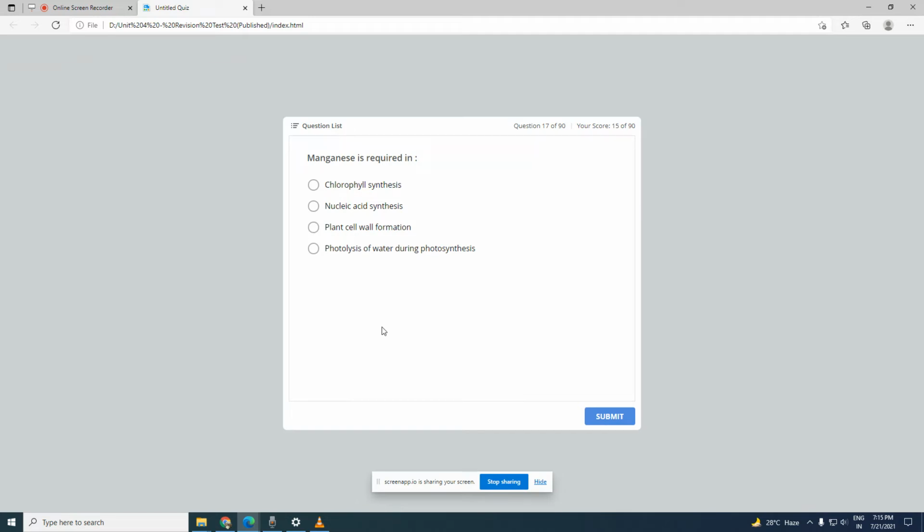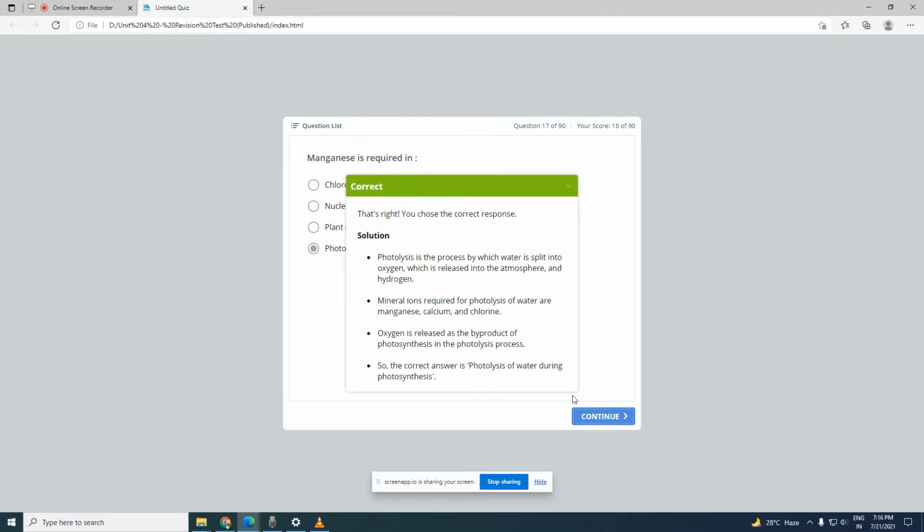Manganese is required in chlorophyll synthesis, nucleic acid synthesis, plant cell wall formation, photolysis of water during photosynthesis. Which is the right answer? Option A, B, C, D. I'm going to click this one or this one. Don't wait for my click. Option D is the right answer. Photolysis of water during photosynthesis. That is the right answer.